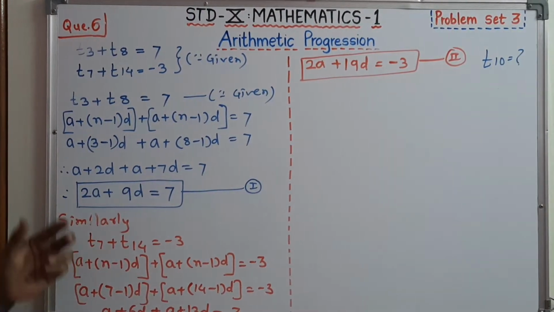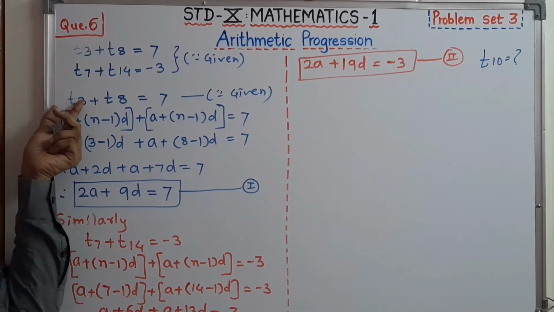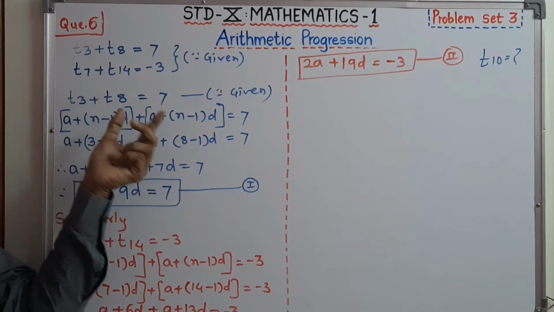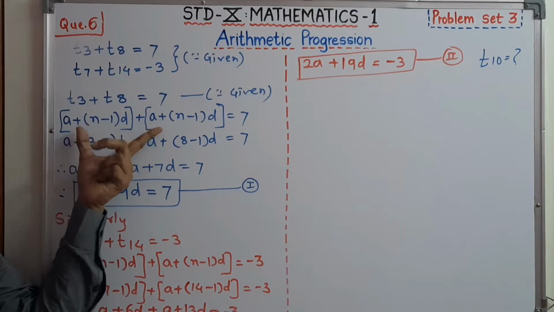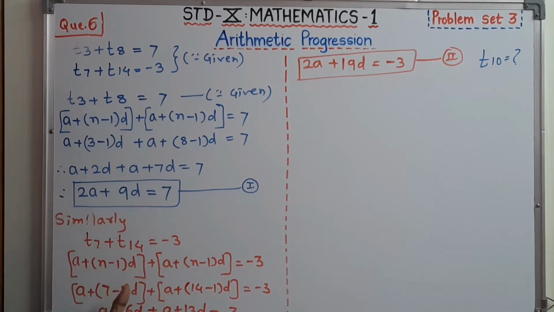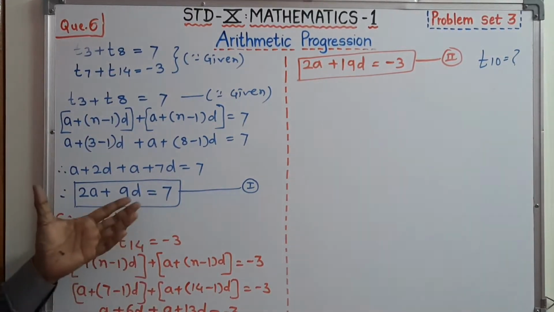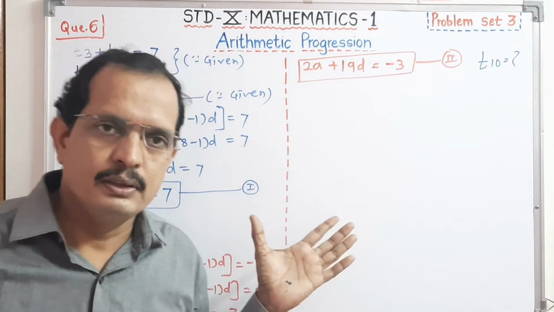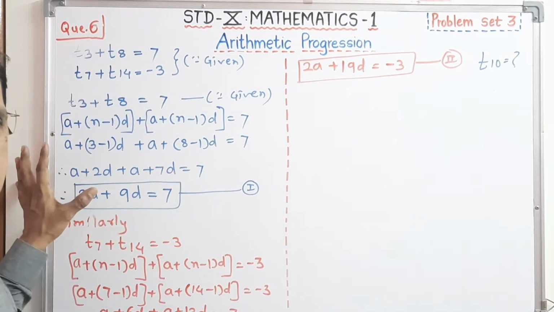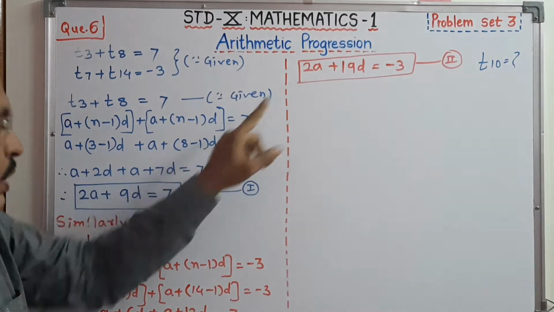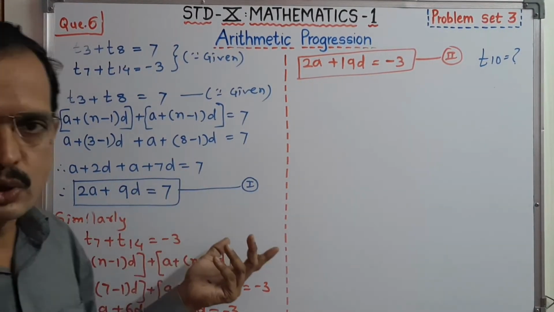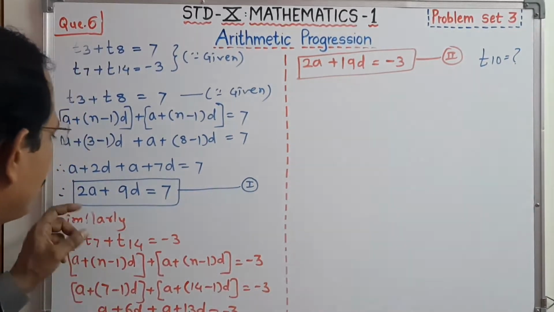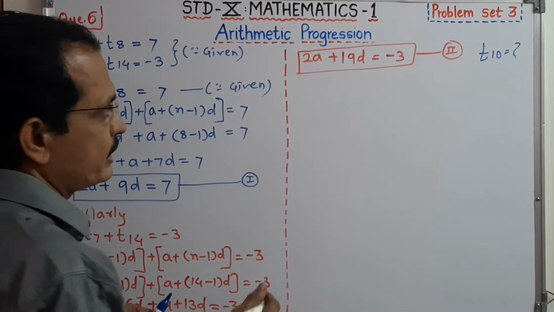Dear student, instead of writing T3 separately, T8 separately, I write here together. I think everyone understood this. This is a simple thing, very easy thing. Therefore, I write like this. We got here two equations. Now these two equations we have to solve. Now what we have to do? We have to do the subtraction.